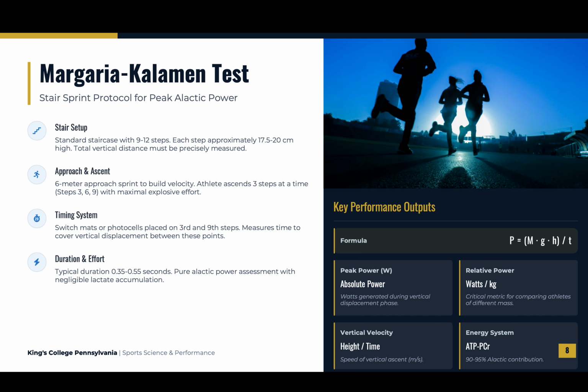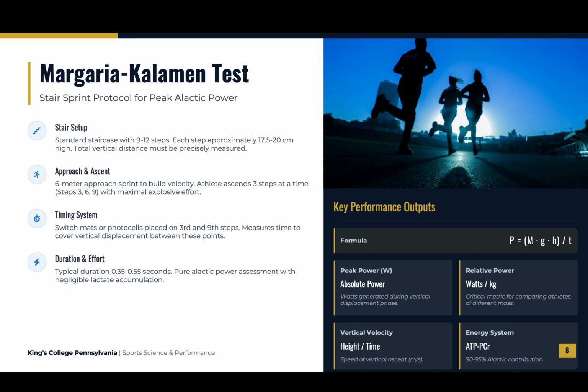You use switch mats or photocells placed on the third and ninth step to measure time to cover the vertical displacement between these phases. And the duration basically is 0.35 to 0.55 seconds because it's pure lactic power assessment with negligible lactate accumulation.